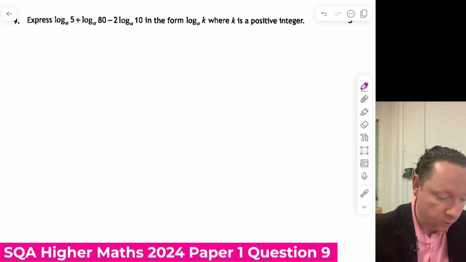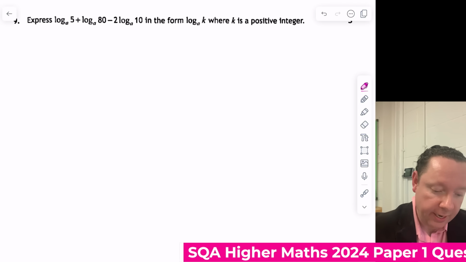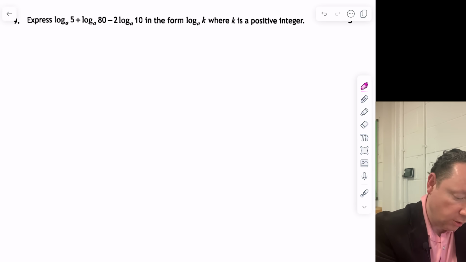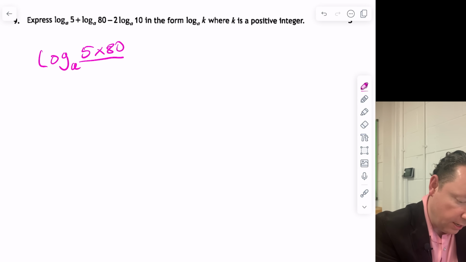SQA Higher Maths 2024, paper 1, question 9. Express log base a of 5 plus log base a of 80 minus 2 log base a of 10 in the form log base a of k, where k is a positive number or integer. So rules of logs, log base a of 5 and 80 is plus, so 5 times 80. And then I'm dividing by something. Well, let's take that up to the top here.